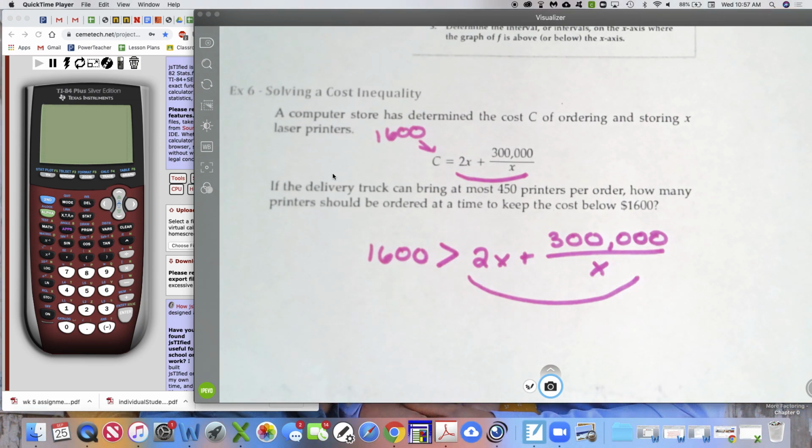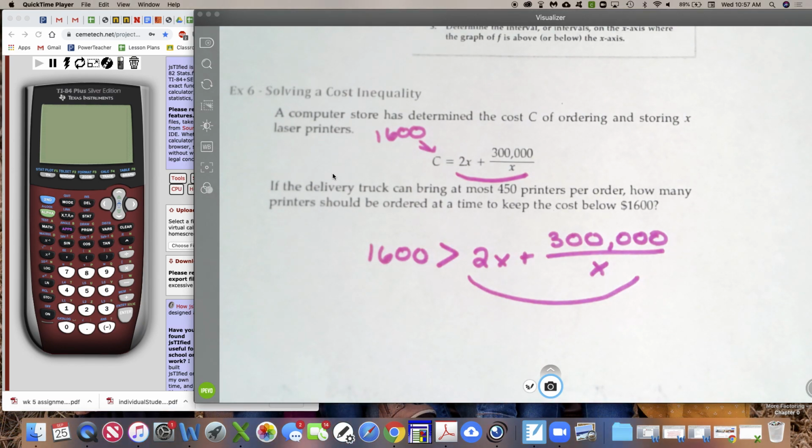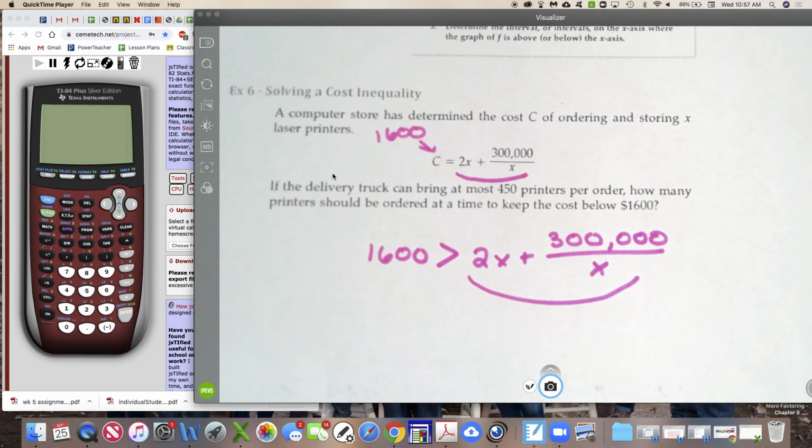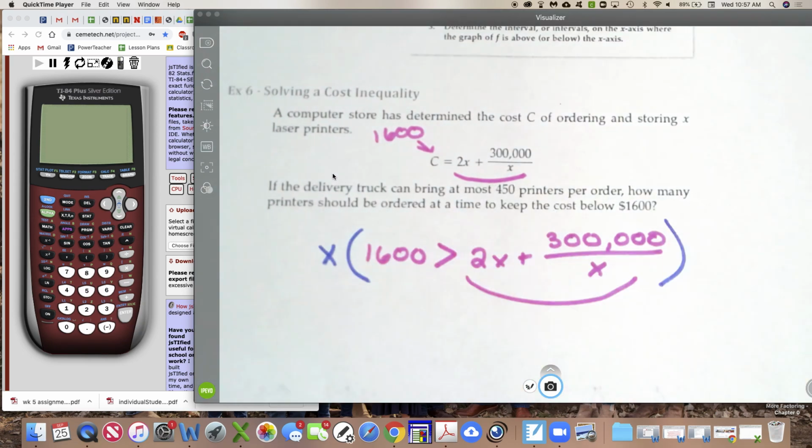Figure out what x is. Fractions are dumb. I can't multiply the 1,600 to the other side because there's a 2x here, right? I can't multiply by x. So what I can do instead is multiply everything by x, so I get rid of that x in the denominator. We're going to simplify this a little bit first.